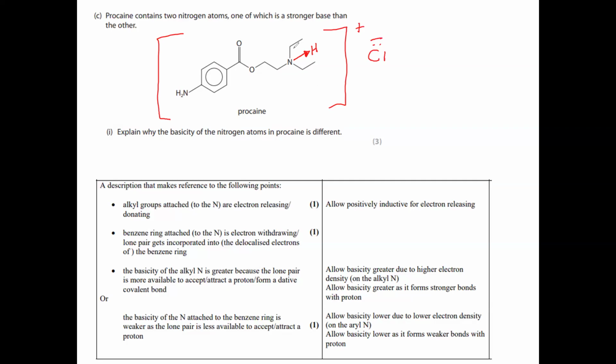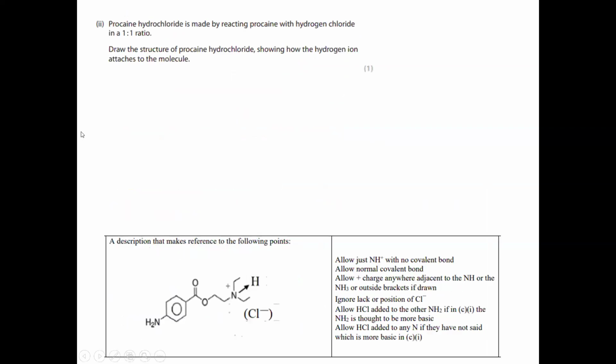Because it's 1:1, only this nitrogen will get protonated, because there's not enough H plus ion to react with the other nitrogen. When the one H plus ion is there, obviously it will be obtained by this nitrogen because that one is more basic. Right, let's go for the marking point. Yes, that's the thing they are talking about. Here they have put the positive charge on top of the nitrogen atom, but we put it outside the bracket.